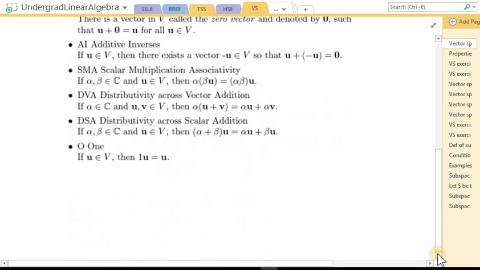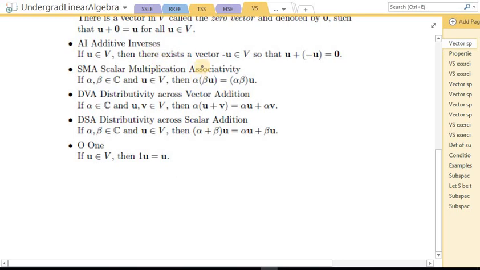Let's go down here. Scalar multiplicative associativity means you can multiply a vector, then multiply by another constant. That's the same thing as multiplying the two constants together first, and then multiplying the total by the vector. Distributivity over vector addition: I can add two vectors and multiply. That's the same thing as multiplying the two vectors separately and then adding. Distributing over scalar addition means I can add two scalars and multiply, and that's the same thing as multiplying the scalars separately and adding. And then there's a one scalar. The one scalar times u is equal to u.